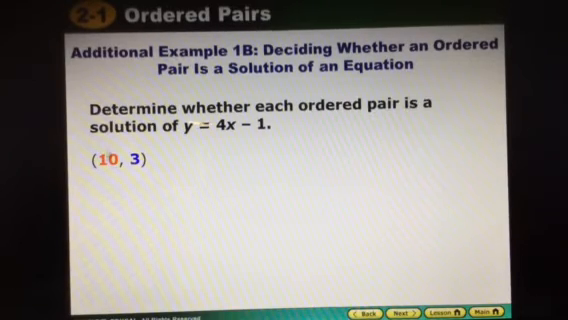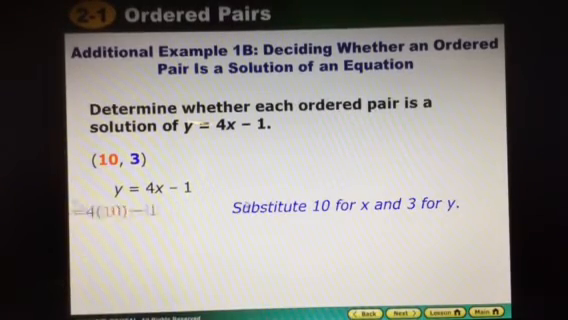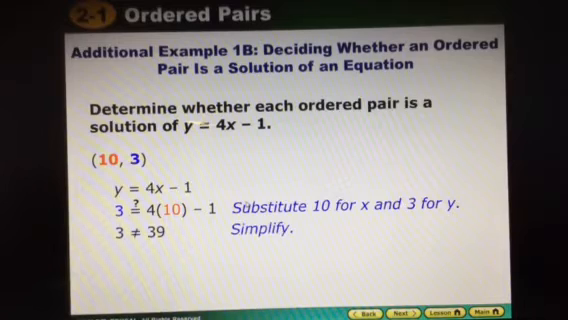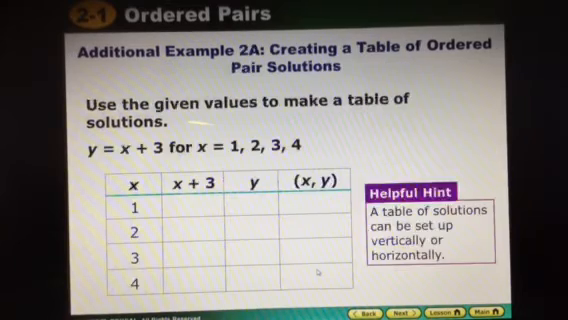Alright, so for the second one, 10 is the x, so we'll substitute that in for x, multiply it times 4, and subtract 1, so that's 40 minus 1. Oh, I'm sorry, I put the wrong one in. This is the y. Oh, I did it right. So 4 times x is 40, minus 1 is 39. So that one doesn't work because 39 doesn't equal 3. So that's not a solution.